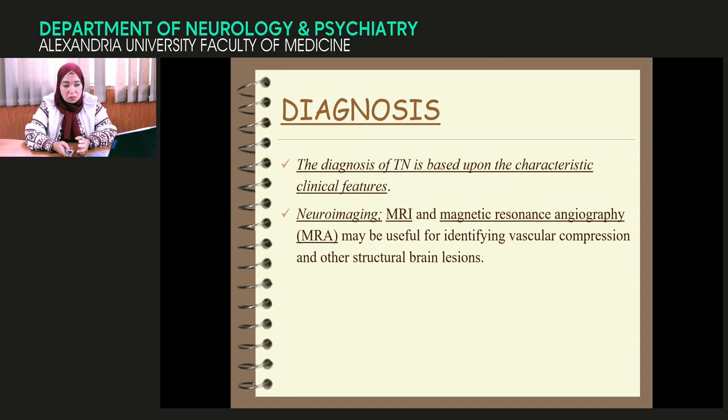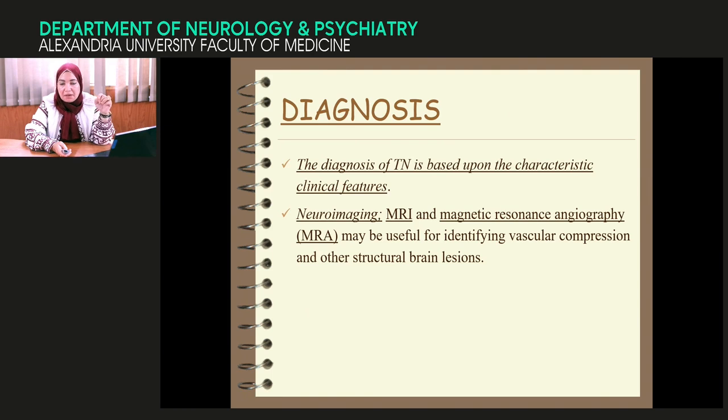Diagnosis, how to diagnose? The diagnosis is based mainly on the characteristic clinical feature as we described. But to know the etiology, whether it is the classic one or the secondary one, we must do imaging. Neuroimaging by magnetic resonance imaging of the brain, and magnetic resonance angiography, MRA, may be useful for identifying, as we said, sometimes there is a vascular loop.